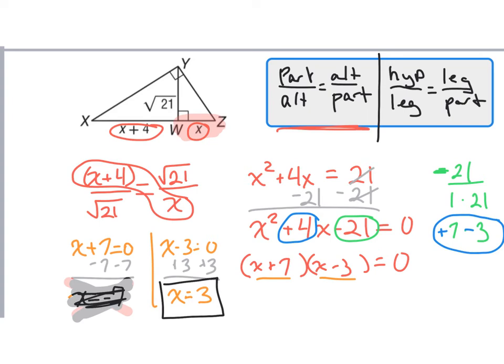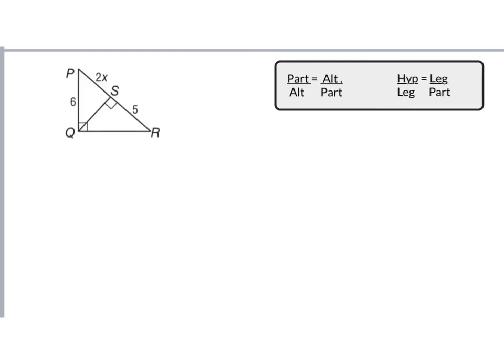All right, let's look at the last problem. The last problem is a little bit different from this one where we got an answer of x equals 3. When I look at this last one, what I notice is I know one of my legs is 6, and I know my 2 parts of the hypotenuse that's been divided by the altitude. Since I don't know what the actual altitude is, I don't want to use the altitude formula. I'm going to use the one with the legs. So hypotenuse over leg equals leg over part.